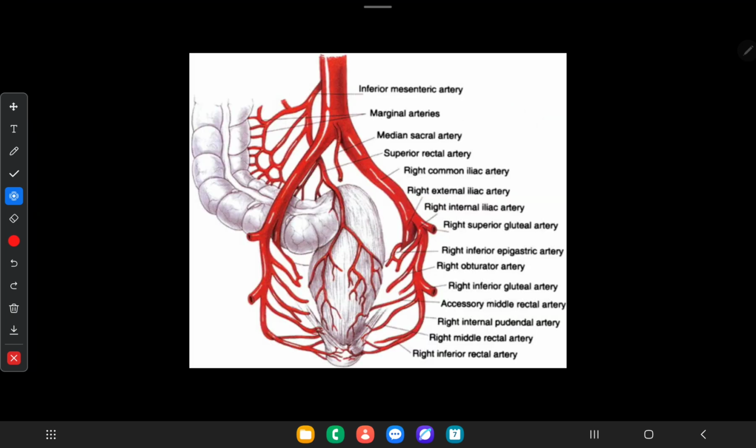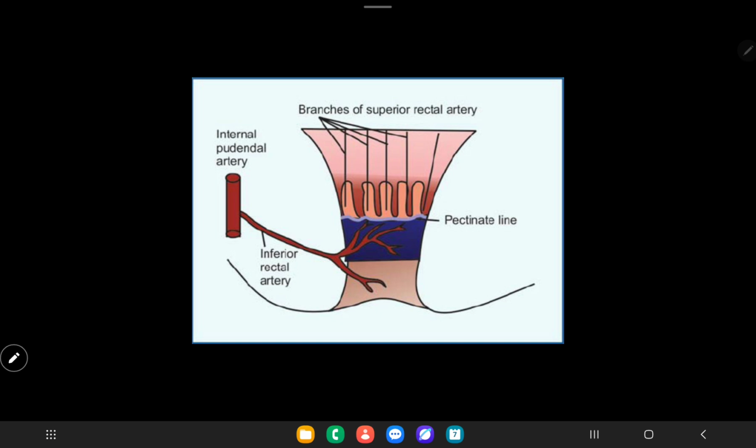When we talk about the arterial supply, it is from the superior rectal artery, this coming from here, and the inferior rectal artery. The inferior rectal artery is a branch of the internal pudendal artery. It is shown clearly in this area.